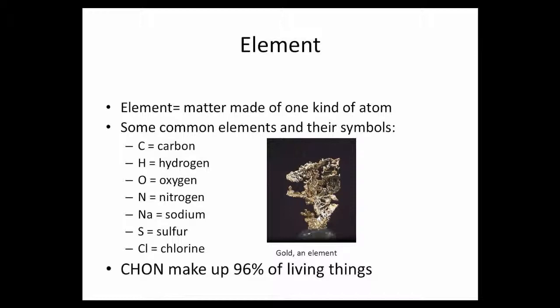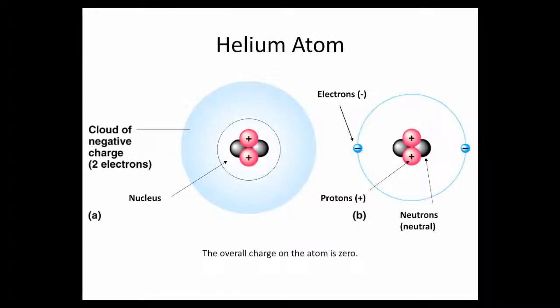So let's look at the basic structure of an atom. This is looking at an atom of helium. Inside the nucleus of an atom, we're going to find protons and we're going to find neutrons. The nucleus is in the very center of the atom. The protons inside of the nucleus contain a positive charge. The neutrons within the nucleus have a neutral charge. So the overall charge of the nucleus of an atom is positive.